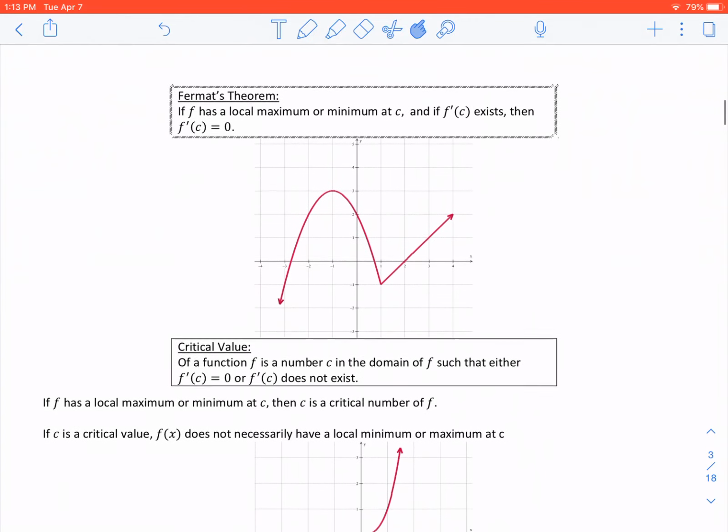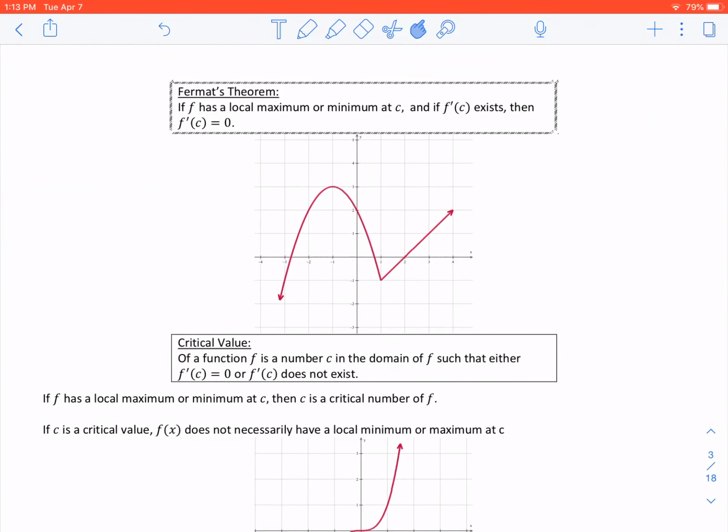On to page 3. At the top, it says Fermat's theorem. If f has a local maximum or minimum at c, and if the derivative exists, then f prime of c would equal 0.